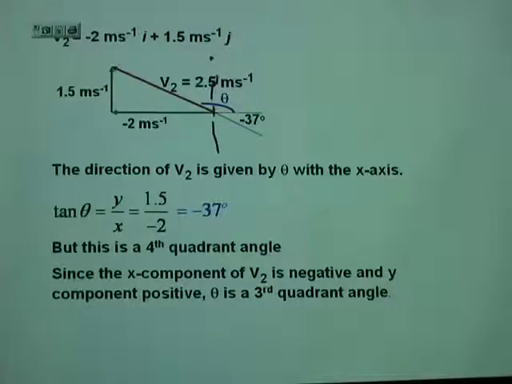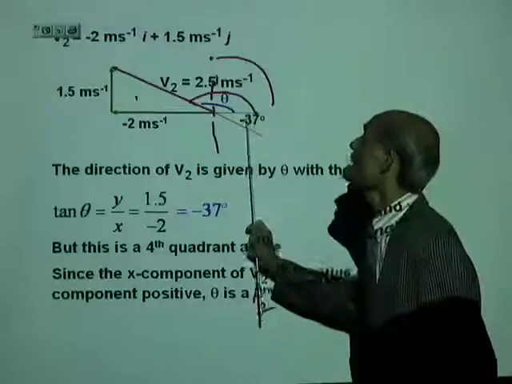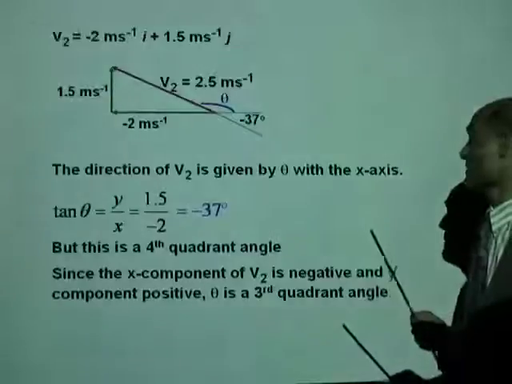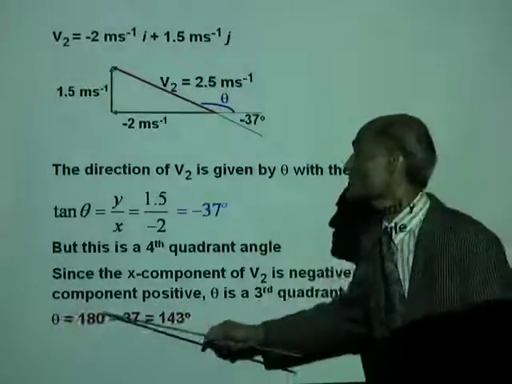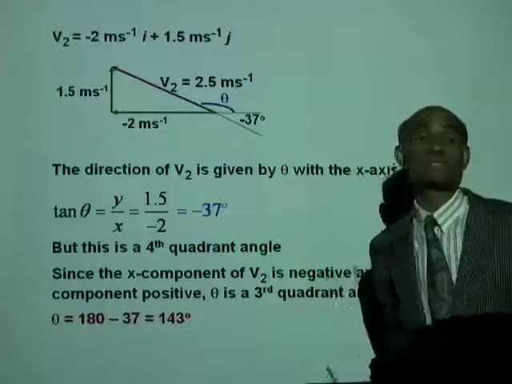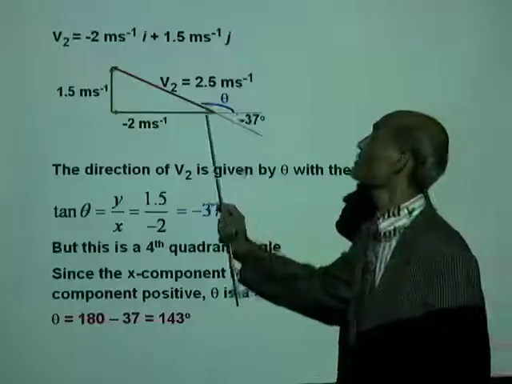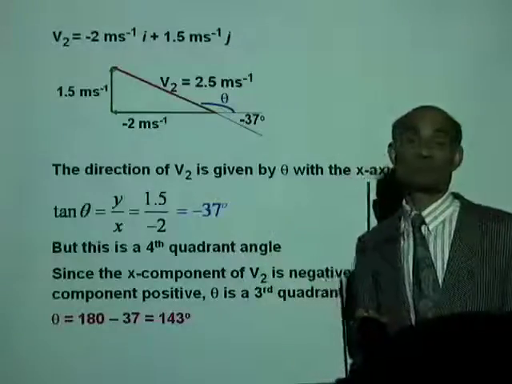If this is the first quadrant, that's the second quadrant. So the angle theta is a second quadrant angle. And how do you obtain that second quadrant angle? Add 180 to -37. So theta equals 180 plus -37, which is 180 minus 37. That is 143 degrees. Alright?